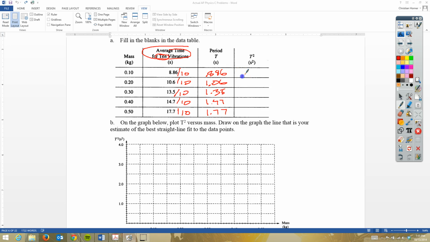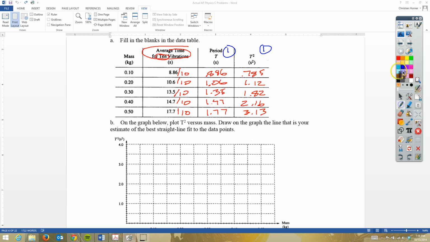If we square each one, we get 0.785. We end up with 1.12. We have 1.82, we have 2.16, and then finally 3.13. That is actually worth 2 points, so you get 1 point for filling the period in and 1 point for filling in the period squared. So that one's pretty simple to do.